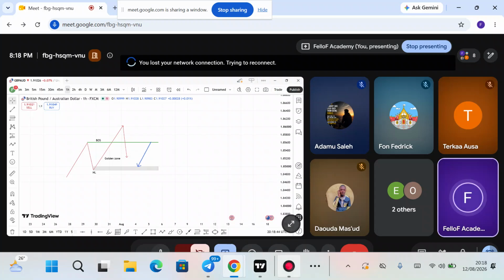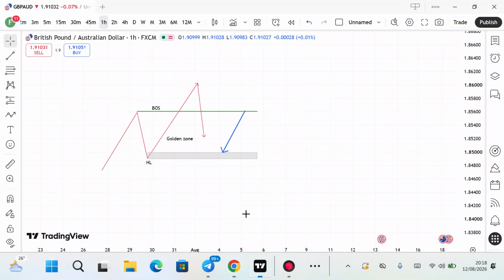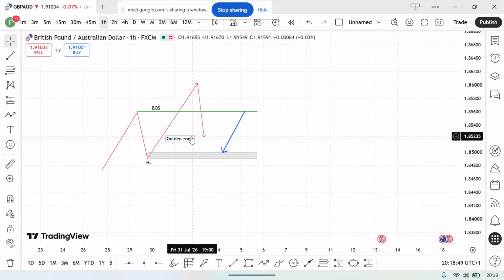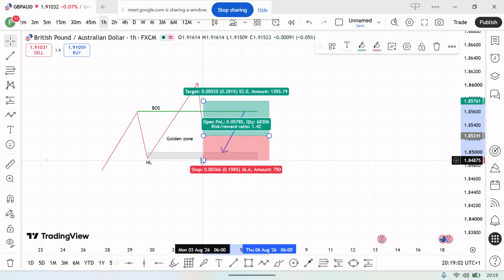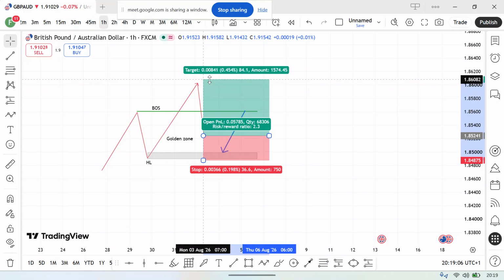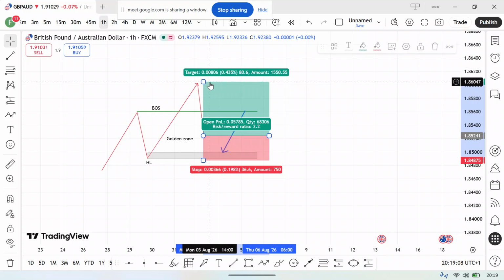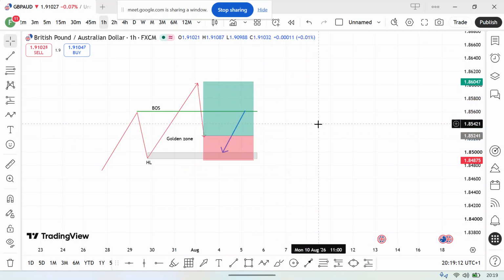Like I said, I'm waiting for price to come down anywhere between this hash box and the green line. Once that happens, I start looking for my confirmations to buy. So I buy here, place my stop loss a few pips below the hash box, and I target a minimum of 2 times what I'm risking. I target a 1:2, and that's how easy it is in an uptrend.